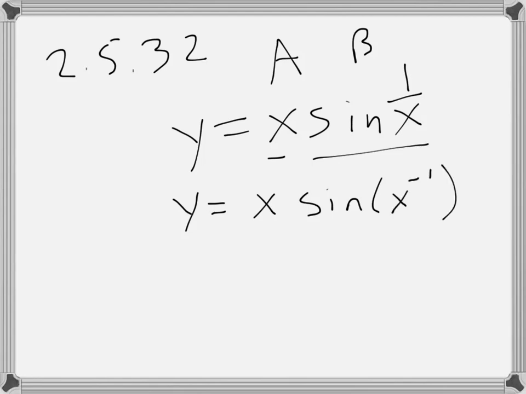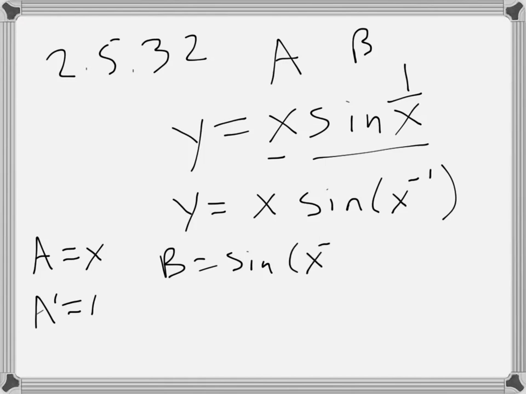So now I want to try to take the derivative, and so I need to use the product rule to start. So if a is x, a prime is 1. And if b is sine of x to the minus 1, then I need to use the chain rule to do this derivative. So the outside function is sine, because it's sine of x to the minus 1.